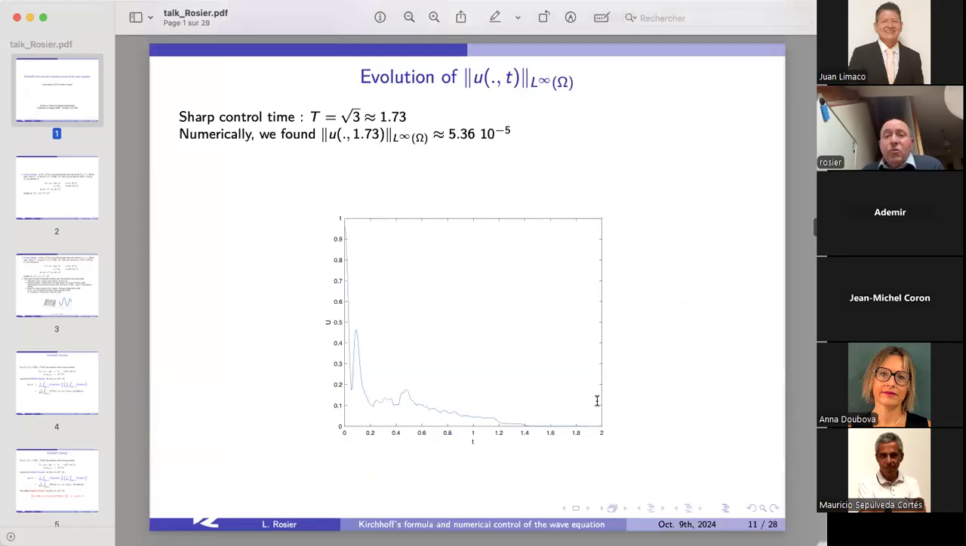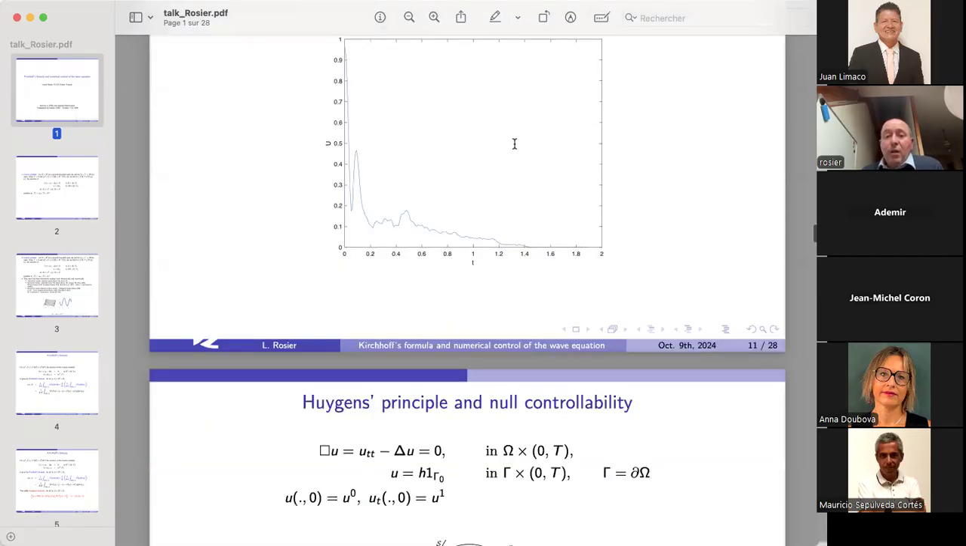It means that the computations are okay. And if we look at the L infinity norm of U on the box 0, 1/2 to the 3, we find this curve. The L infinity norm is 0 at the sharp control time T, which is the square root of 3, which is completely normal. And actually, numerically we find something of the order 10 to the -5, which is very good. So it works well.